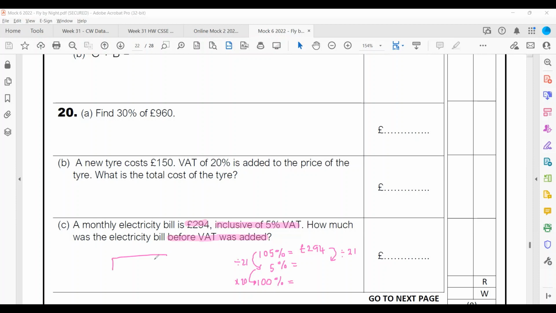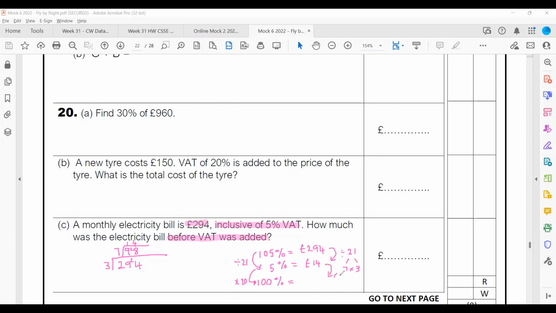So with this one, it's probably easier to do it in a bus stop. Now, if you find dividing by numbers outside of your times tables knowledge tricky, you can divide by factors. So 21 is the same as 7 times 3. So you could divide by 3. So 3 goes into 29 9 times, carry 2, and 3 goes into 24 8 times. And now we've divided by 3, we can now divide by 7. So 7 goes into 9 once, carry 2, and 7 goes into 28 4 times. So altogether, we know that 5% is equal to 14.